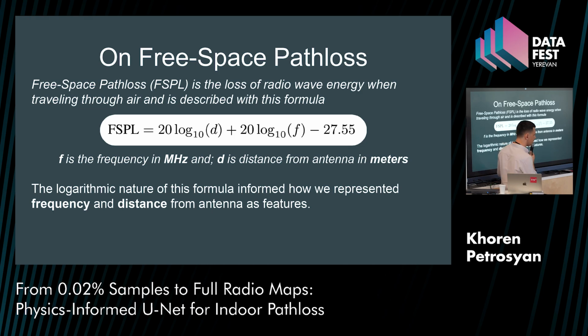This is the formula for free space pathloss, where D is measured distance in meters, distance from antenna, and F is frequency in megahertz. Given this formula, you can calculate how many decibels of signal strength will be lost when traveling through air. This simple formula is used in a lot of applications.